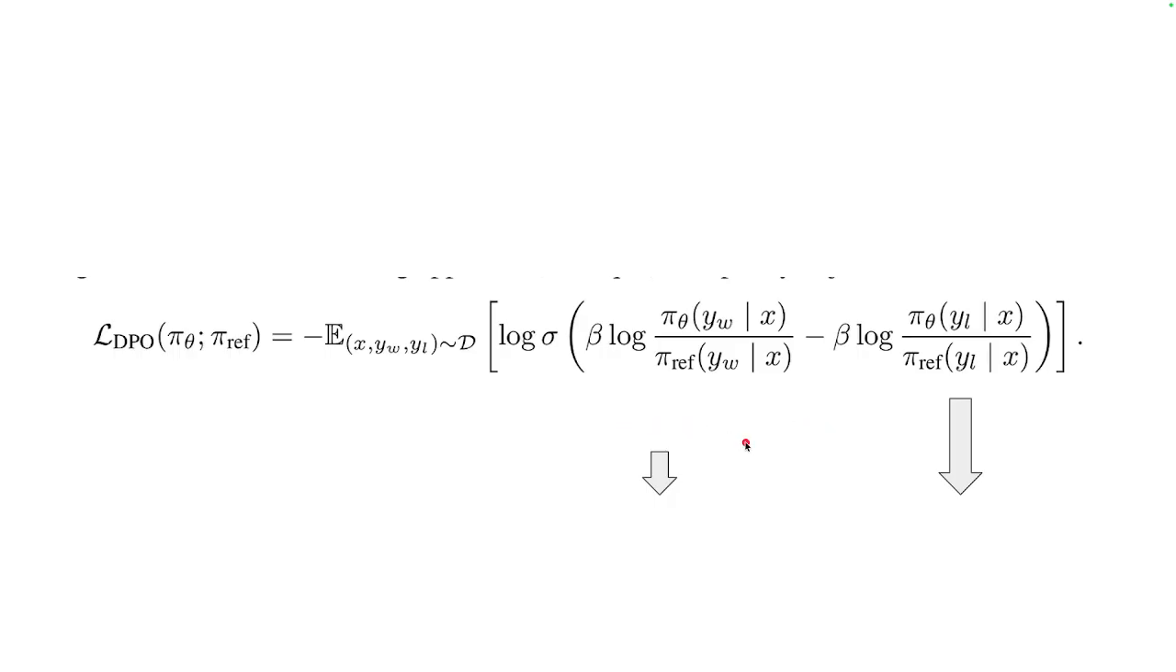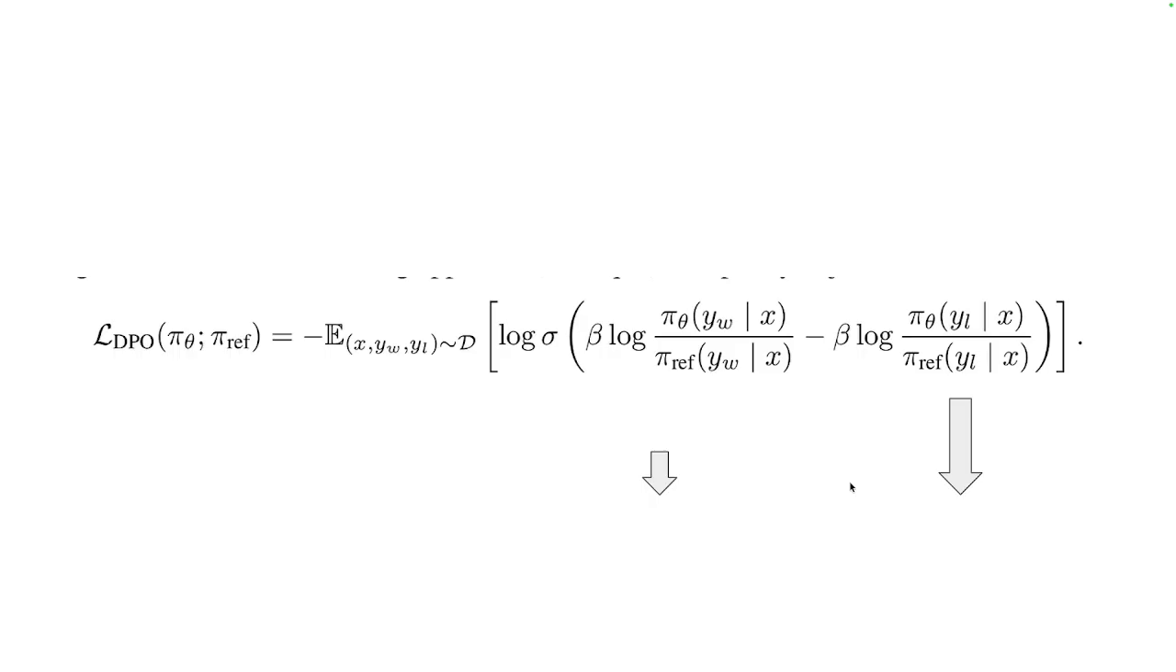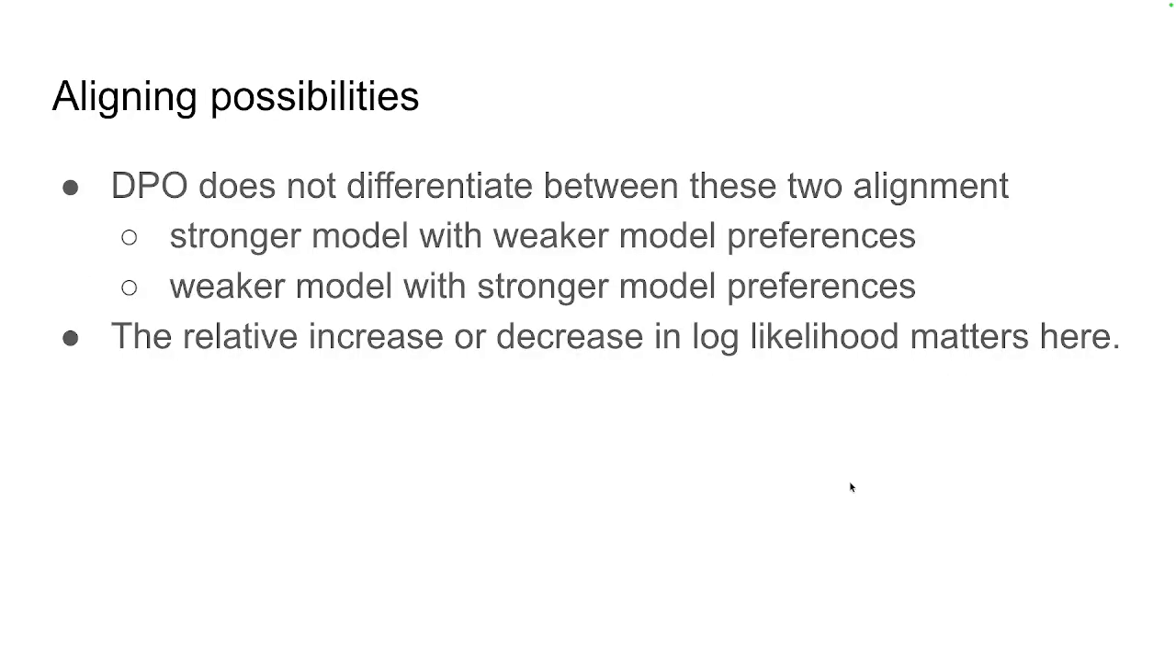So the DPO objective can function either way, which is problematic, because if you want very fine control, like you want the model to learn everything about the winning response, you cannot control that with DPO. This dynamic can change from prompt to prompt, and you don't have any explicit control over it. So suppose you are adapting a stronger model with preferences generated from a weaker model, or you are aligning a weaker model with preferences generated from a stronger model, you have two different kinds of alignments.